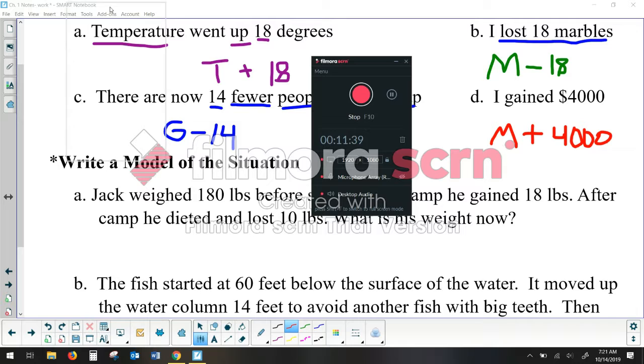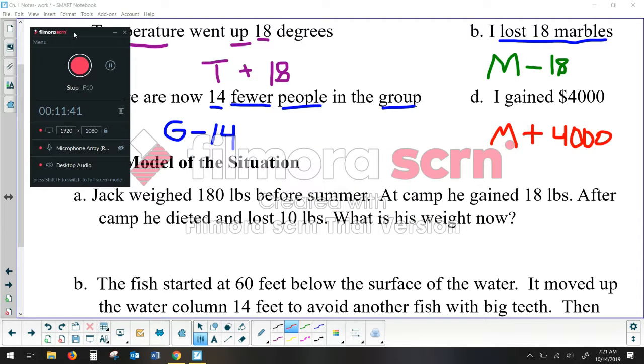Okay, so what we were doing, combining our applications. Now we're gonna write a model. We're really gonna write our model. This is the same thing. We still need our variables. We need an operation, and we need a number. All right.